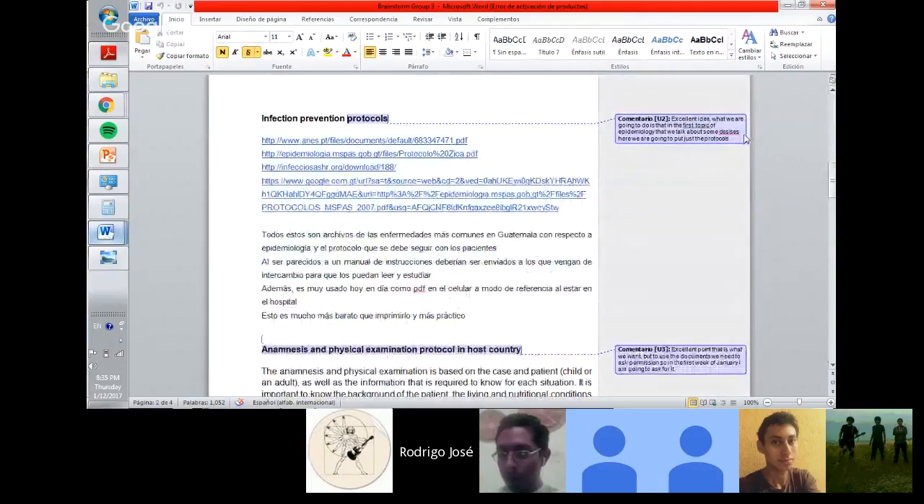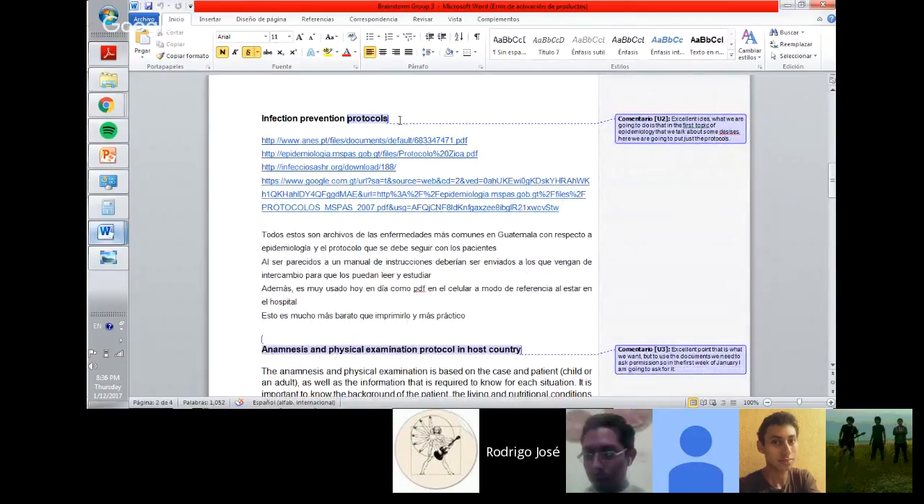And then infection prevention and protocols. What we want to put over here is the protocols we have for the diseases we wrote in the epidemiology, in the topic number 2. Guatemala has a lot of diseases related to tuberculosis, so put the protocols and prevention about tuberculosis or Zika, dengue. What are the protocols to use for these diseases?